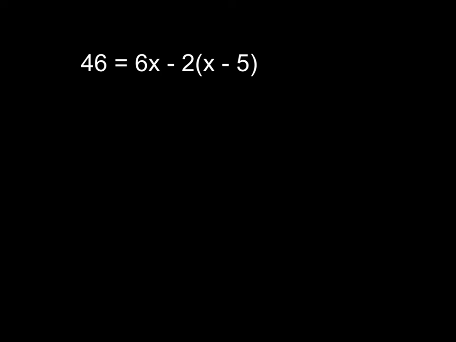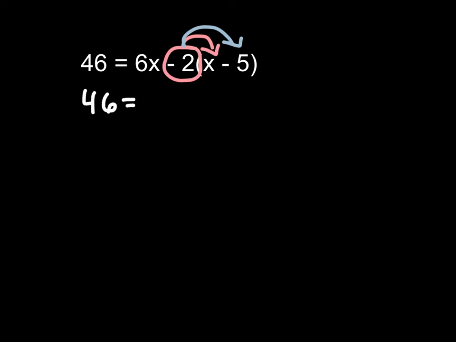All right, this time the left-hand side of the equation is already simplified. It's 46. On the other side, we have 6x minus 2 times the quantity x minus 5. The first thing we need to do is distribute our negative 2. We're going to multiply it by the x, and we're going to multiply it by 5.